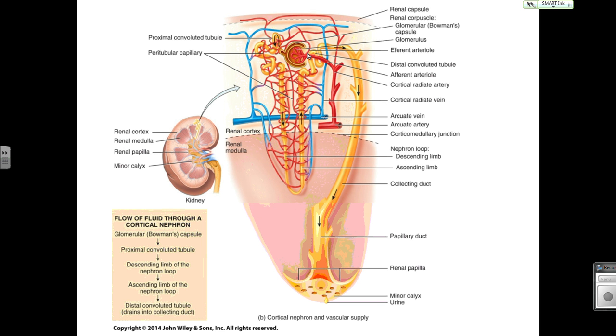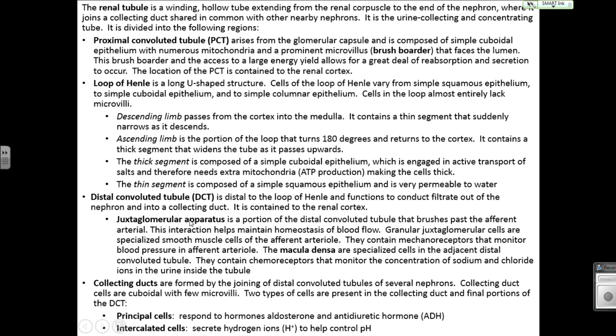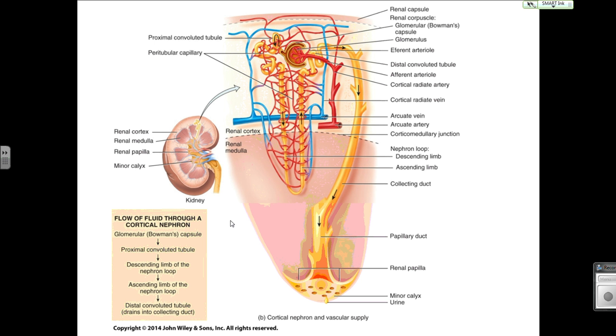The last thing I want to talk about before we move on is this little part right here that I'm circling with my mouse. Notice how our afferent arteriole, that blood vessel that brought blood into our nephron for the first time, is being brushed by the distal convoluted tubule. That segment right there, it might not be a bad idea to label, is called the juxtaglomerular apparatus. This word, juxtaglomerular apparatus, is located right here.